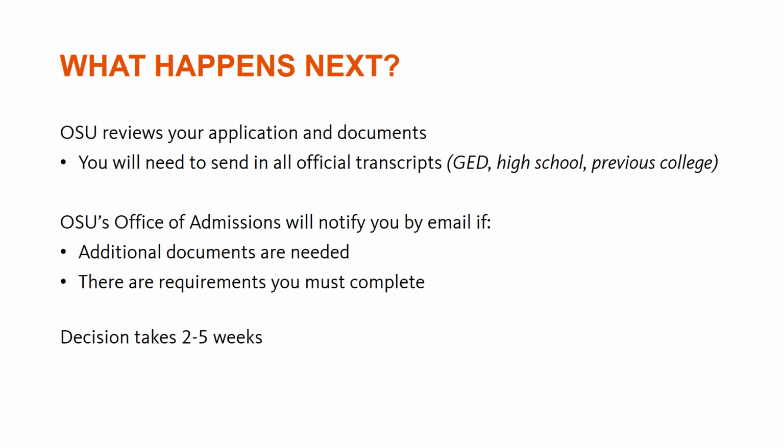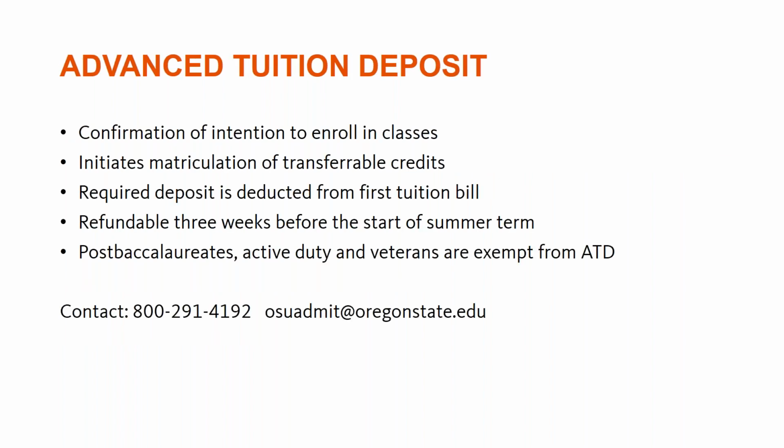We do communicate with you. We'll let you know what we received, what we're still looking at, if we need additional documentation. Now, the decision does take anywhere from 2 to 5 weeks, so here's the deal. The earlier you can apply, the better. If you decide, I want to attend Oregon State winter term, apply now. Apply as soon as you can. If it's spring term, apply now. But the sooner that you apply, the better, just so there's no hiccups, and the longer that you have, the more time we have to receive all of the documentation that is needed.